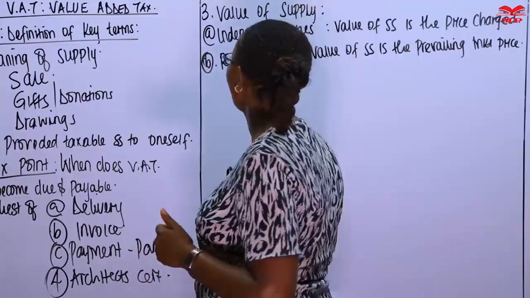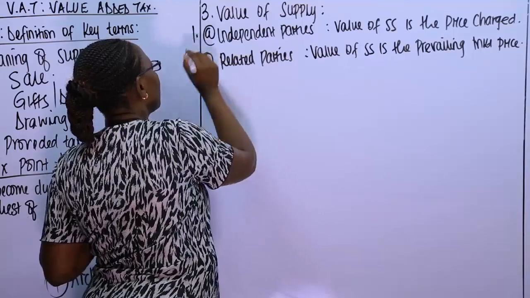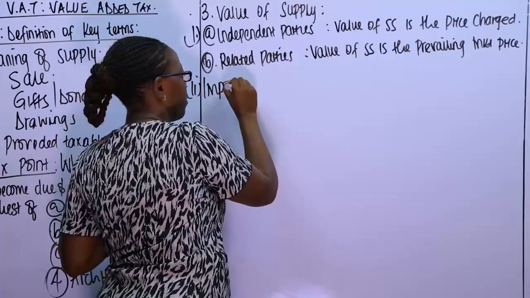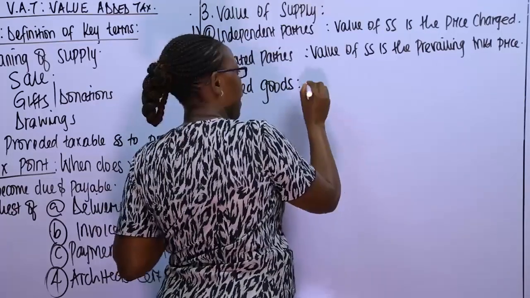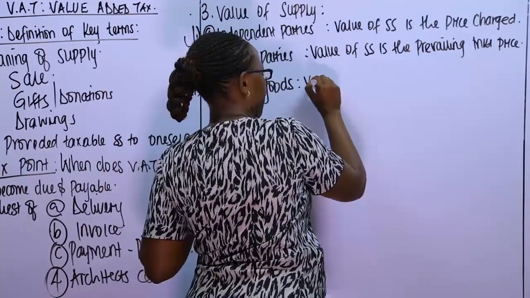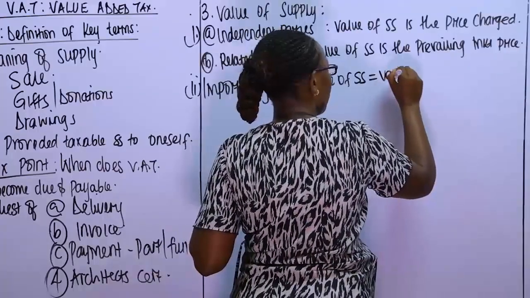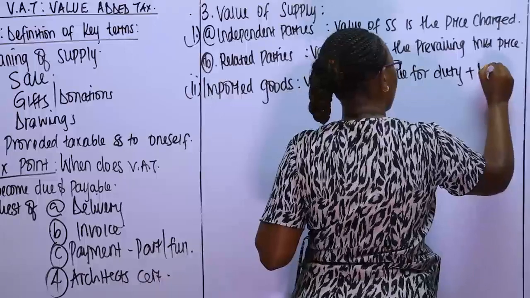The other thing is for imports. So let's go to the Act and then you see the other circumstances. Now, for imports, the taxable value is the value for duty and duty. So this is number 1. You can have that as Roman 1. Roman 2, for imported goods, the value of supply is value for duty plus duty.